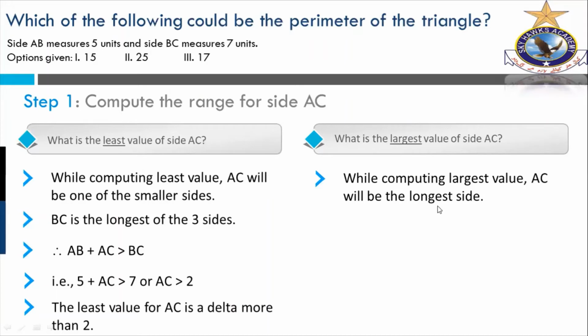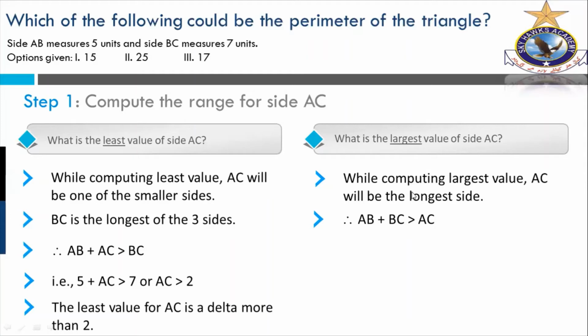But even then, the sum of the other two sides must be greater than AC. Right? Even if AC is the longest one, even then, we will put this in mathematical form. That is what I was saying: the sum of the other two sides must be greater than AC, even if AC is the greatest, the longest side.